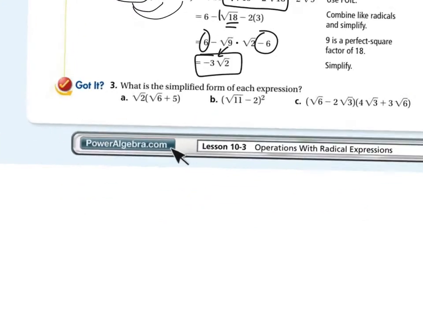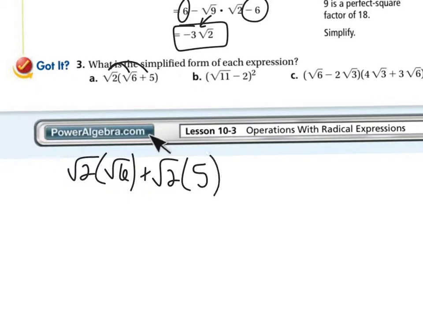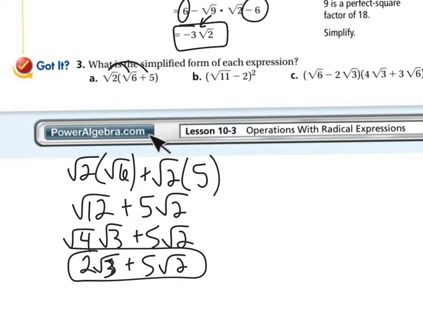All right, so if we look at number 3, part A, we're just distributing that. So square root of 2 times square root of 6 plus square root of 2 times 5. So that'd be square root of 12. This one, go ahead and put the 5 in front of the square root just so it doesn't accidentally find its way underneath the radical. Square root of 12, we can do as square root of 4 times the square root of 3. And then once we get to this point at the end, we have different numbers under the radicals, so that would be our final answer for that one.